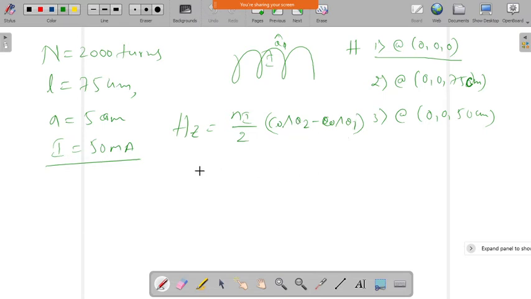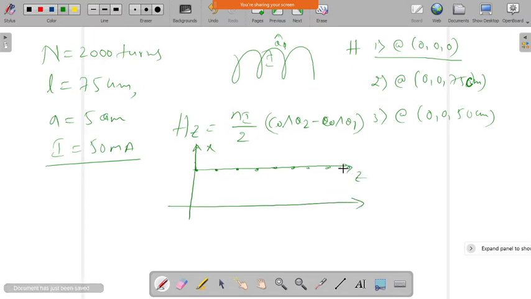We can draw the solenoid one more time to understand better. This is the x direction and this is the z direction, and we have the solenoid. At 0, 0, 0 we have theta 1 and theta 2. Now theta 2 will be equal to 90 degrees, so that term will vanish, and theta 1 we have to calculate. So this is a and this is L. Now L is 75 centimeter and a is 5 centimeter.